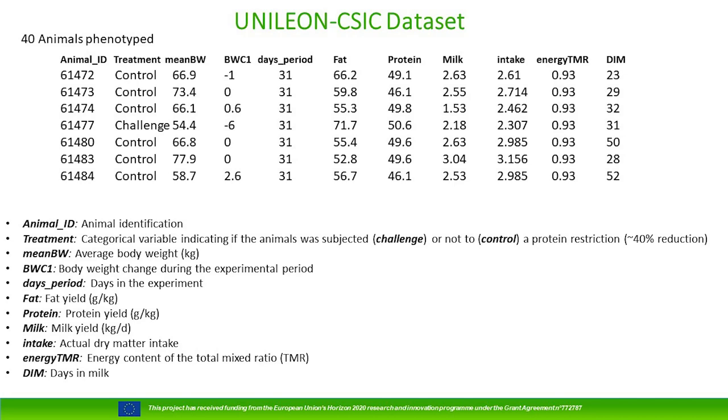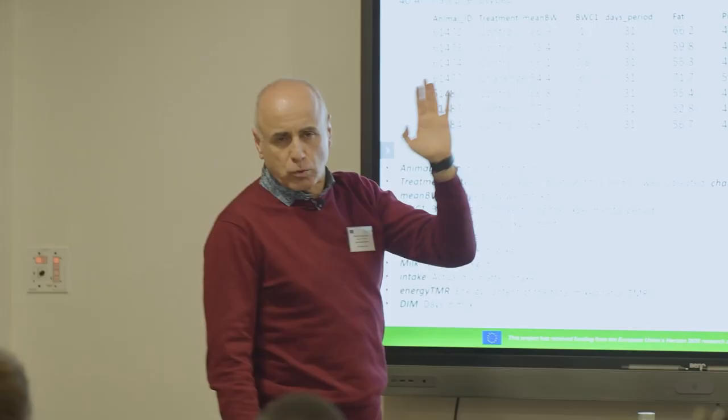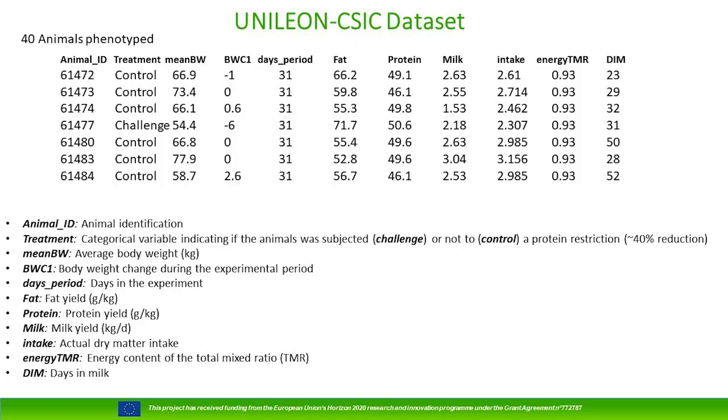Growing is more or less easy to parameterize. Daily is a little bit more complicated. The total measurements have 31 days, but the 28 are the data that you will work with. This is the fat yield in milk, protein yield, the milk yield per day in kilos, the intake of the TMR, the total mixed ration, which is how we call the energy, the same for all, of course, and the days in milk. On average we have the same, but it's difficult in some cases to have a balanced group of animals that have lambing on the same day. Then we have a minimum of 23 in this data and a maximum of 52.